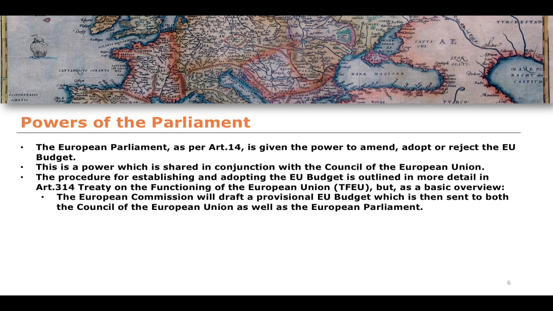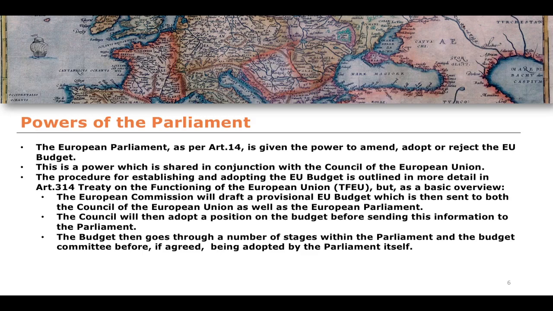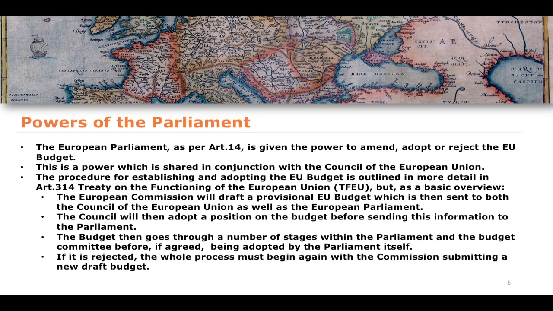What will happen is the European Commission will draft a provisional EU budget, which will then be sent to both the Council of the European Union as well as the European Parliament. The Council will then adopt a position on the budget before sending this information to the Parliament. The budget then goes through a number of stages within the Parliament itself, and also within the Parliamentary Budget Committee, before, if it is agreed, it is adopted by the Parliament and therefore adopted as the official EU budget. If it is rejected, then the whole process must begin again, with the Commission submitting a new draft budget with relevant amendments attached.